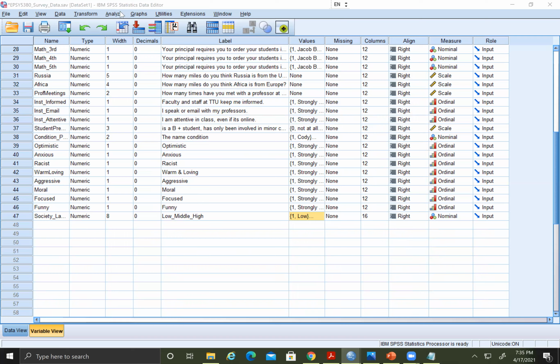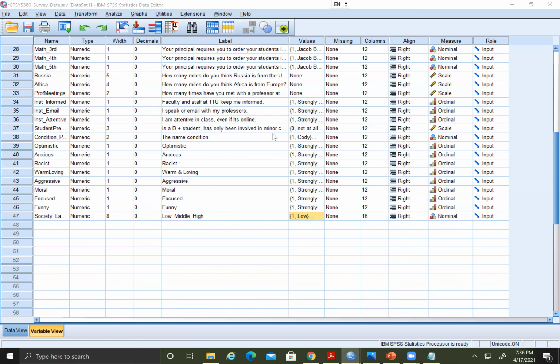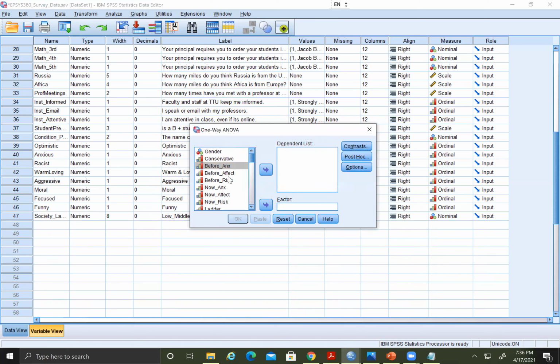Okay, analyze. And since we are comparing means, we just go to compare means, and one-way ANOVA is here. I'm just going to explore our data here. In this window, the dependent list is the variable that you are interested in measuring, in terms of comparing the group difference. So what difference you are interested in, right?